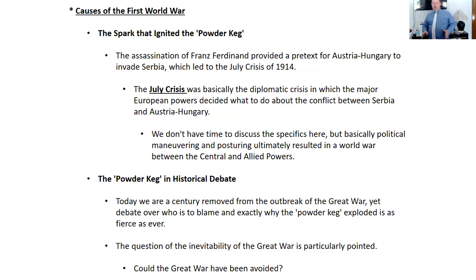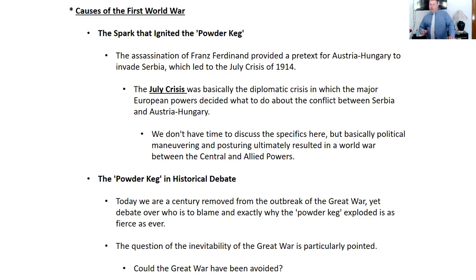which led to the July crisis of 1914. Serbia is an independent little country, but the Slavic people that Austria-Hungary rules, they're not happy with Austria-Hungarian rule. They want to be part of this Pan-Slavic movement. Serbia wants to support them because they're Slavic, and so they start arming and funding terrorists for years in this area. Meanwhile, Austria-Hungary, who owns the region, is trying to quell it, and without any success. So the July crisis was basically the diplomatic crisis in which the major European powers decided what to do about the conflict between Serbia and Austria-Hungary.